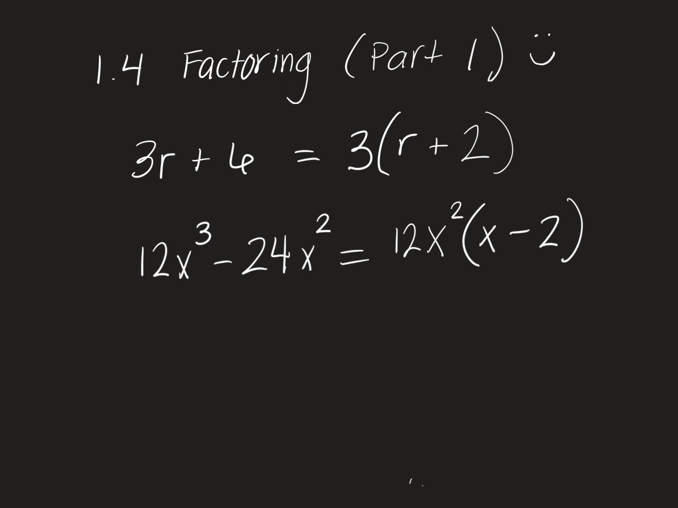How did you get the x? Is it just because you divided the x? Yeah, so 12x cubed divided by 12x squared. So 3 minus 2 leaves you with a 1x. Because you're dividing each of these by 12x squared to get what's in here.